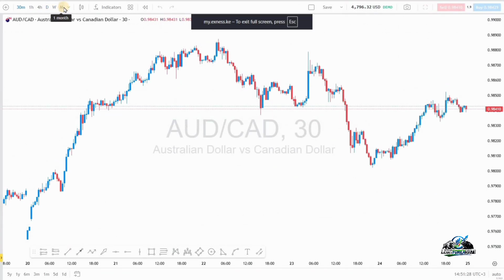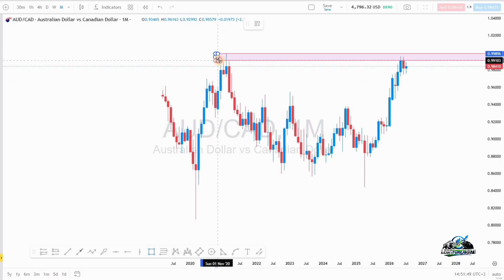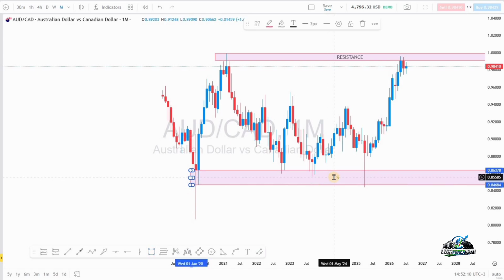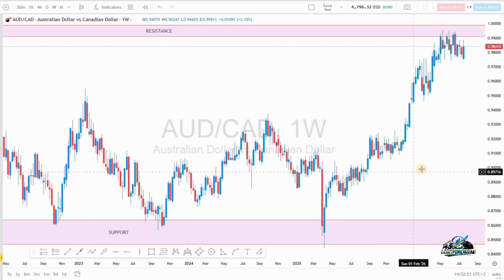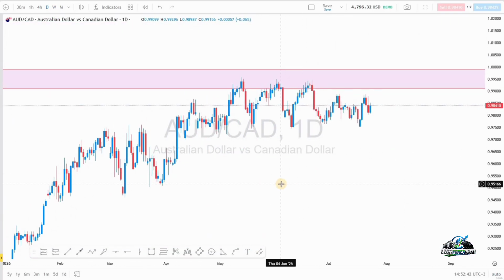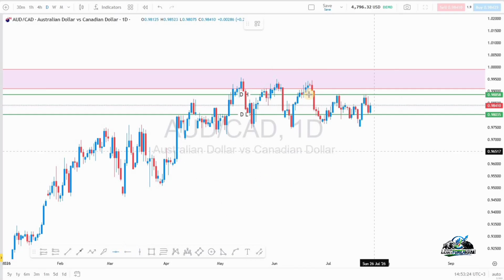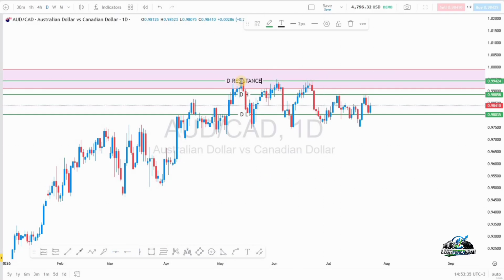So we have to move to AUD CAD also. AUD CAD is simple to analyze because it has a resistance upside. You can see the market has touched that level twice, and a support level where the market has been touching that place multiple times, more than 2 times. And as you can see last week and on a daily chart, we have multiple touches on a resistance level, whereby we have a daily high, the market has been rejecting that place, and a daily low where the market has been supporting on that daily low.